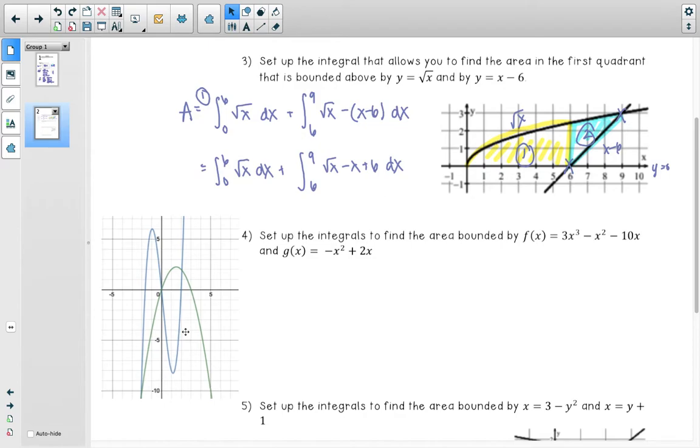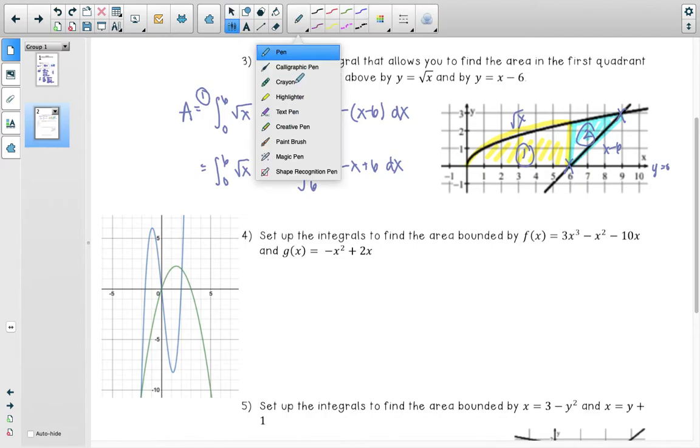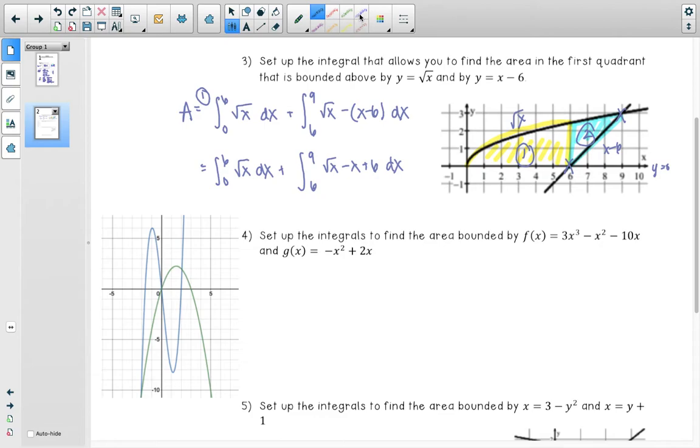Okay, so this is our graph. Now, if you notice that they have two areas that are bounded, okay, so let's use the crayon, why not? So one area is right here.